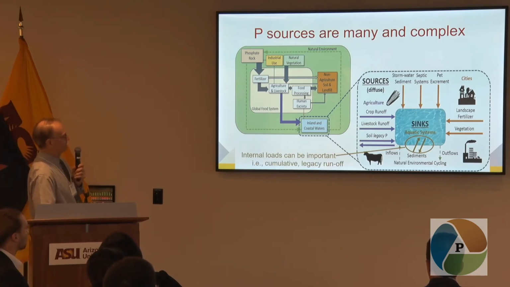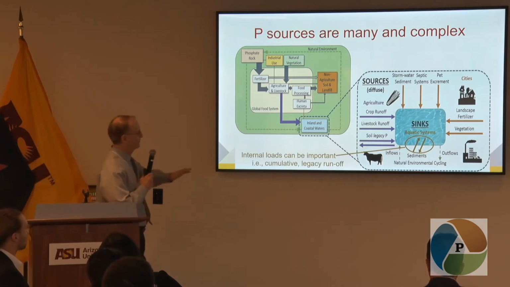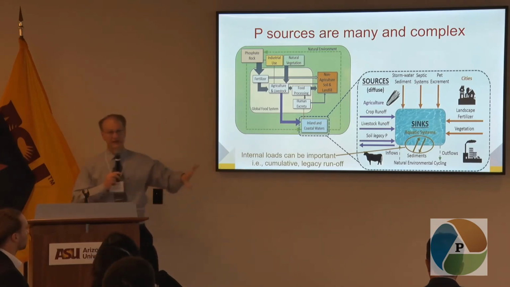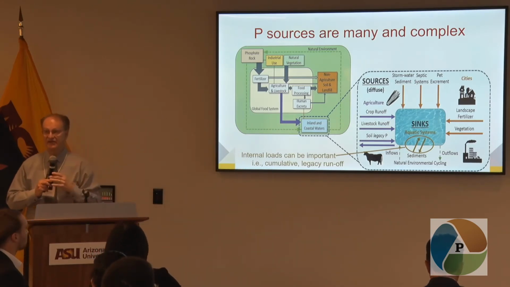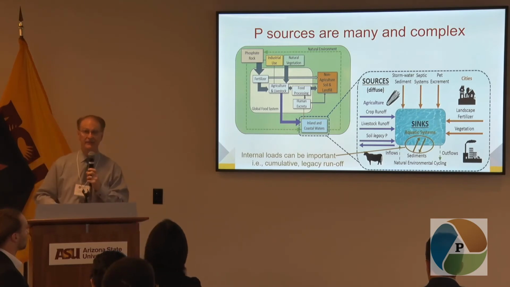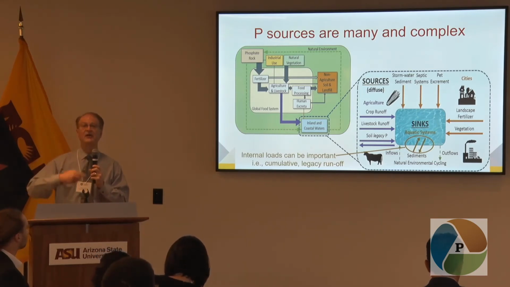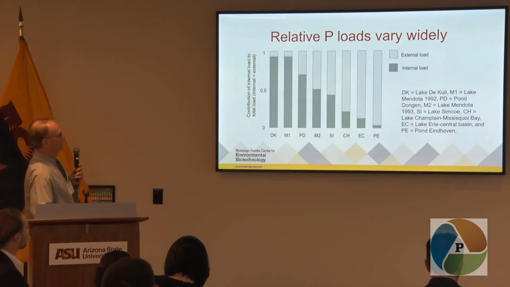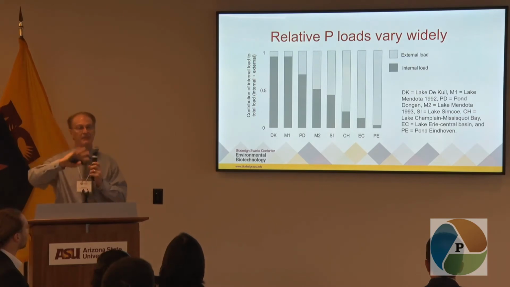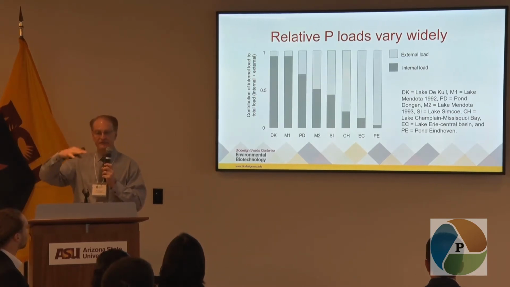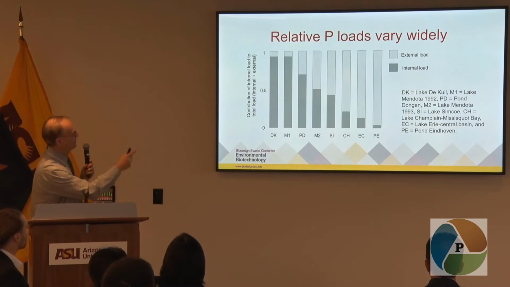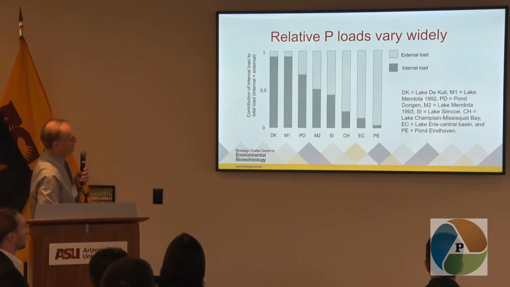So we call this an internal load. It's cumulative. It's a form of legacy phosphorus, and sometimes we really have to deal with this legacy phosphorus as much as what's coming in new. So for our paper, we surveyed some examples where people had really measured where the phosphorus is coming from in various lakes. So here are about 8 lakes around the world here.